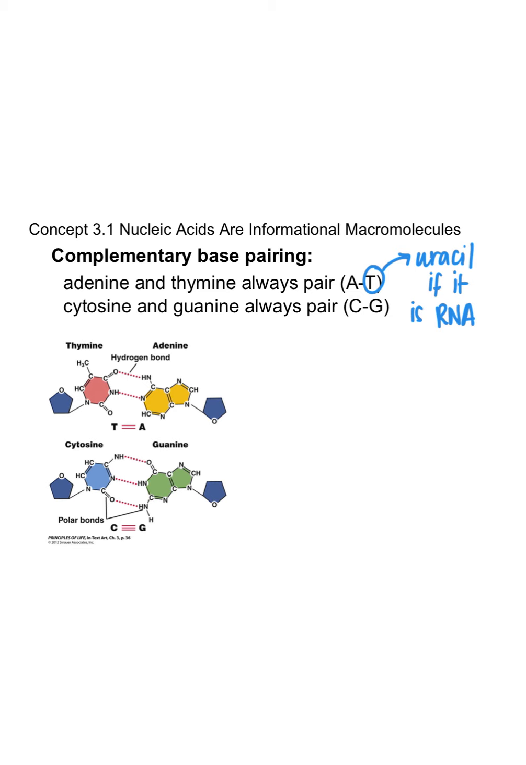You also need to know how many hydrogen bonds are between each complementary pair. Those adenine and thymine pairs only have 2 hydrogen bonds, while the cytosine and guanine have 3 bonds. A little kitschy way to remember which ones are paired together, I always think of Austin, Texas, great city. A and T go together, G and C go together.